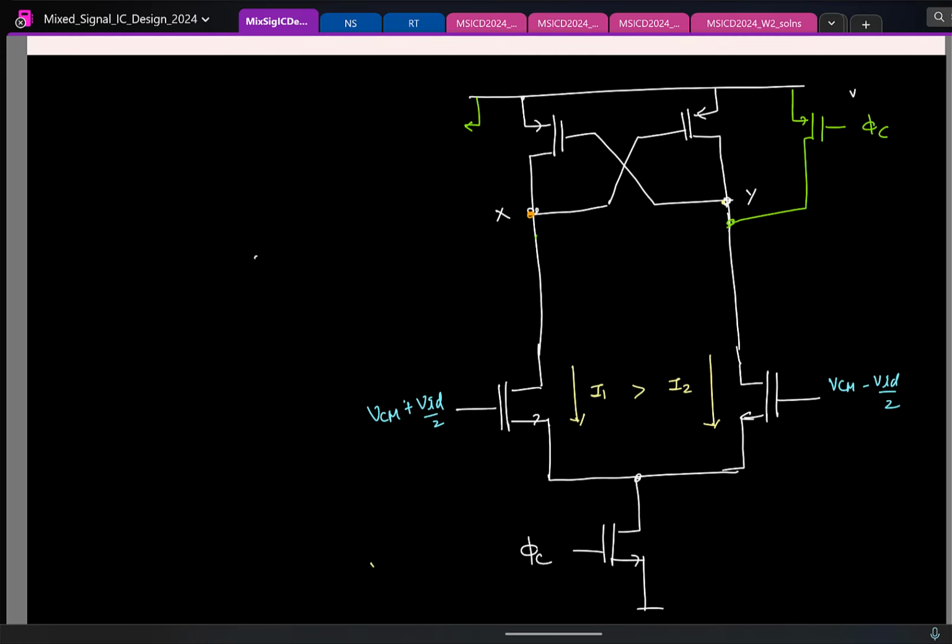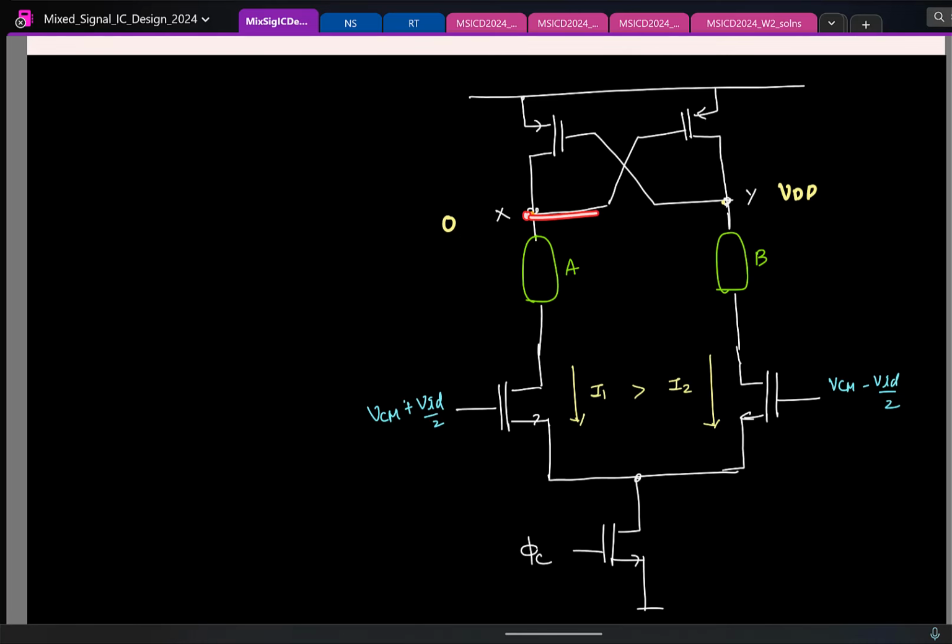So let me erase this for now. One thing is clear, we should not be connecting this like this. I'll need to put something in between. Let's say it's an element A and B. And let's take the same case we considered. Vx was 0. This was at VDD.